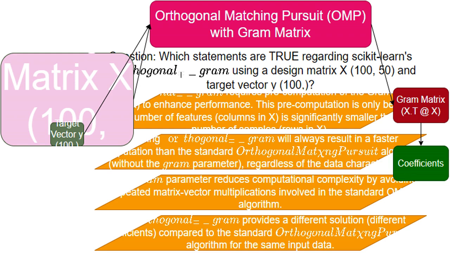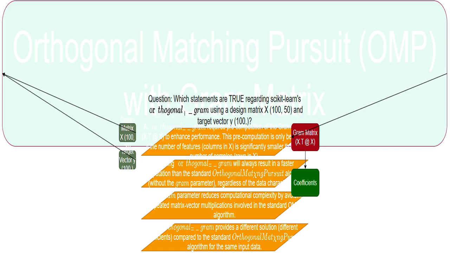Imagine it as a shortcut. Instead of repeatedly doing the same calculations during the OMP process, we do them once to create the gram matrix and then use that for faster calculations. This statement is correct. The orthogonal_mp_gram function absolutely needs the gram matrix to work efficiently.